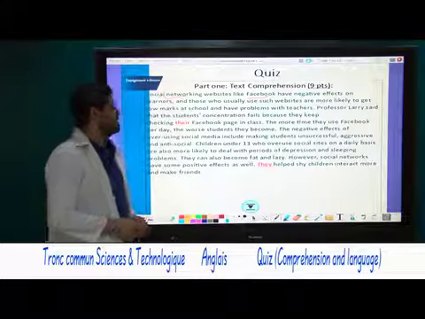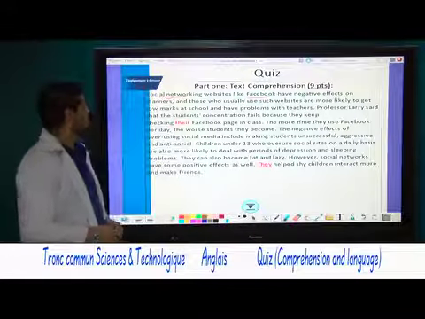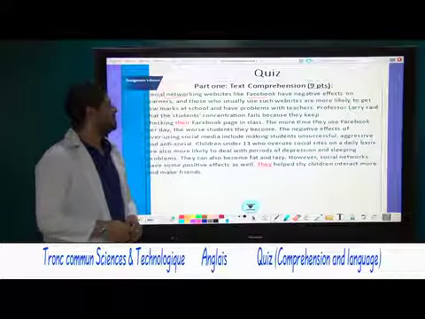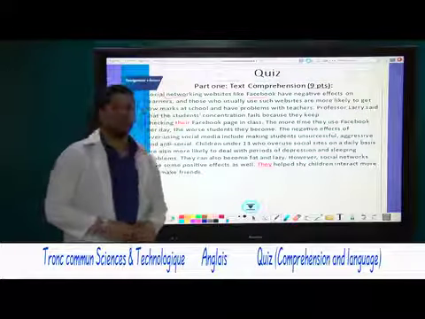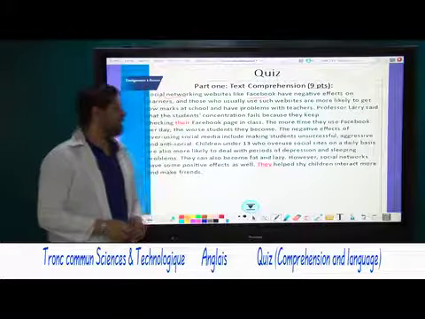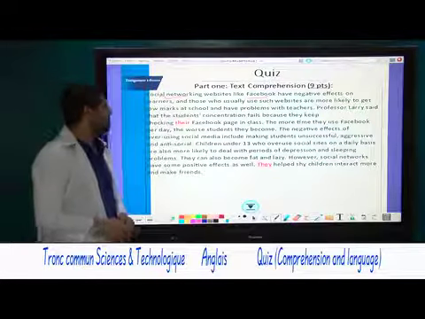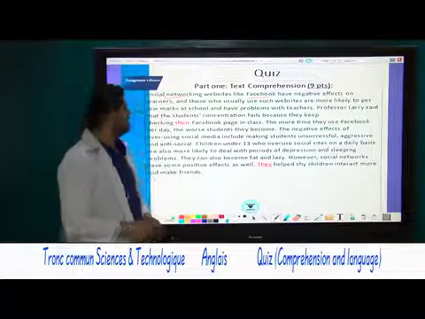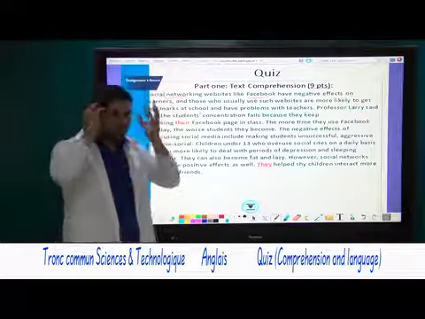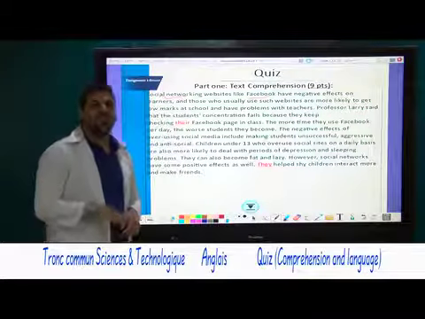Social networking websites like Facebook have negative effects on learners. Learners means students. And those who usually use such websites are more likely to get low marks at school and have problems with teachers. Professor Larry said that the students' concentration fails because they keep checking their Facebook page in class.